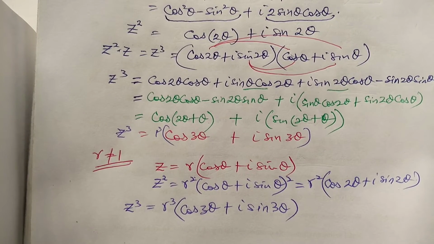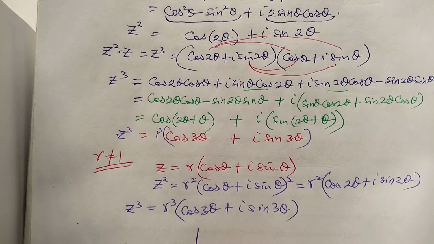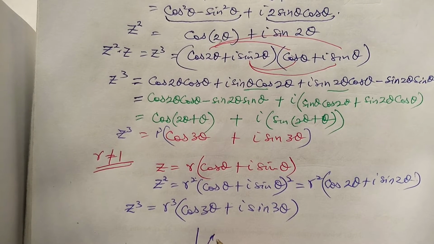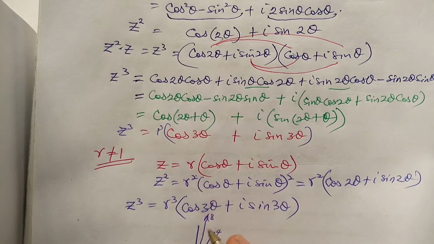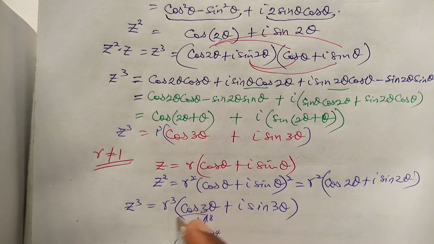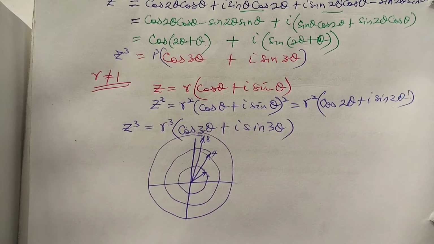So the implication is that the radius is squared for the square and cubed for the cube. Assuming you started with r equal to 2, when you square it, it will be 4. When you cube it, it will be 2 times 2 times 2, which is 8, and it will form something like this, in that order. So that is the implication.